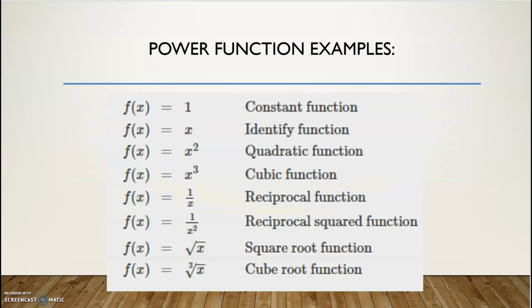Okay, so here's some examples of a power function. For this first one, a constant function, you could write this as 1 times x raised to 0, because anything raised to 0 is just 1. So this would really be 1 times 1, which would give you just 1 again. That's why a constant function can also be considered a power function.